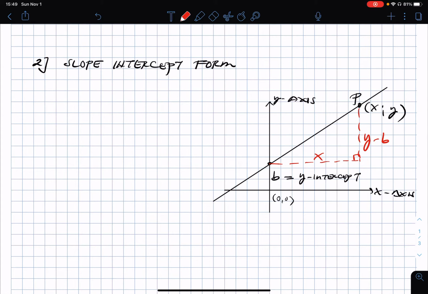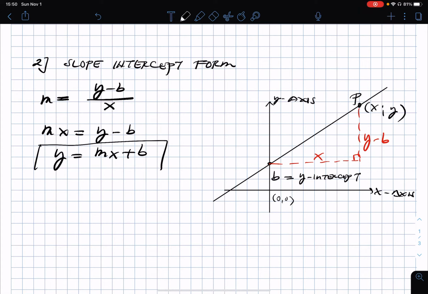So the slope will be equal to the vertical, y minus b, divided by the horizontal, which is x. By cross multiplication, this will be mx is equal to y minus b, or y is equal to mx plus b. So m is your slope and b is your y-intercept.